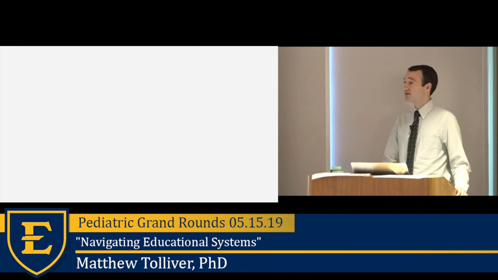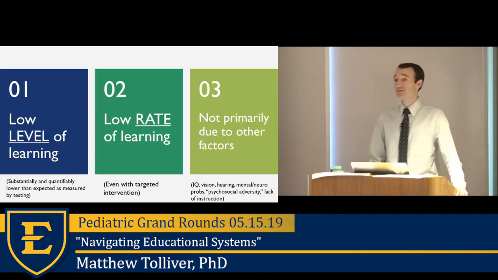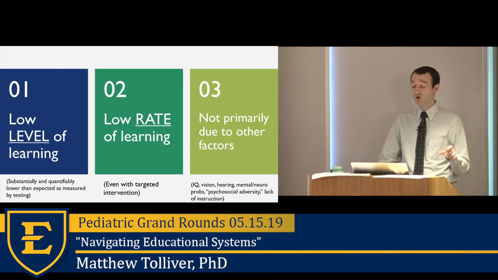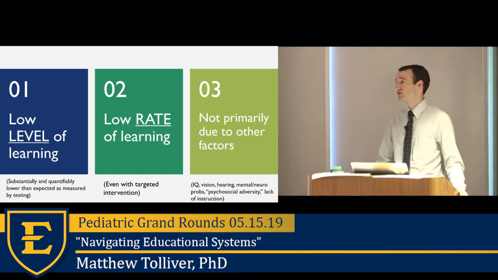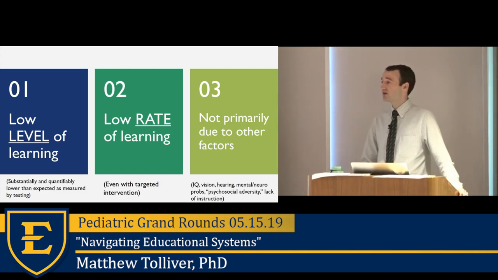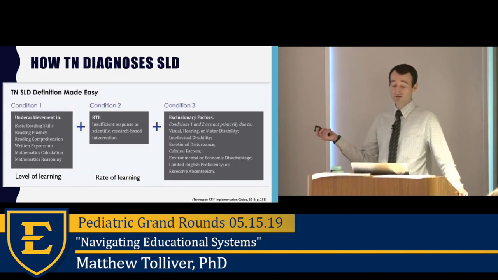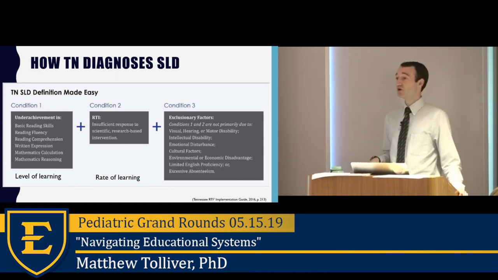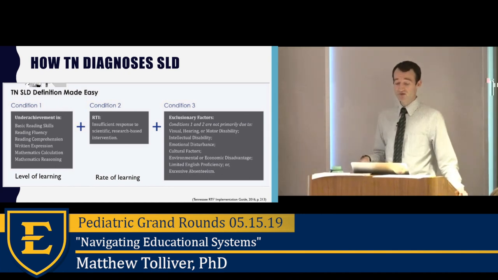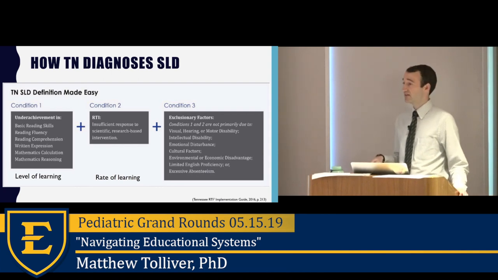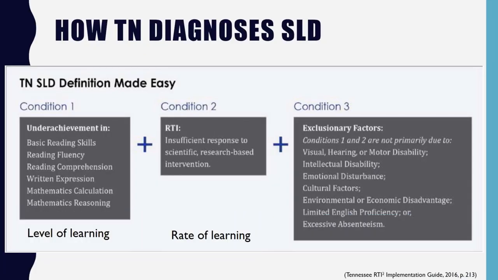And again, thinking back to what we talked about before from the DSM criteria, you need a low level of learning, a low rate of learning, and not due to other factors. This exact same thing comes up in the Tennessee paperwork, right? This is directly from their manual. Condition one, low level of learning, right, in one of these categories. Condition two, low rate of learning, and the school defines that as you're not responsive to RTI. That's how we know your rate of learning is not sufficient. And then the third condition is ruling out all of those other factors.